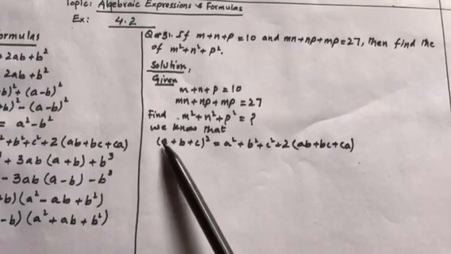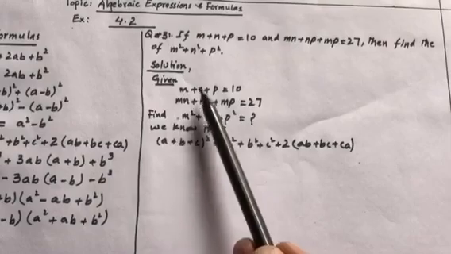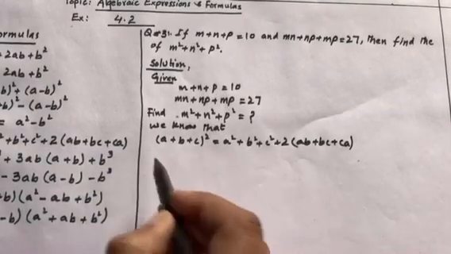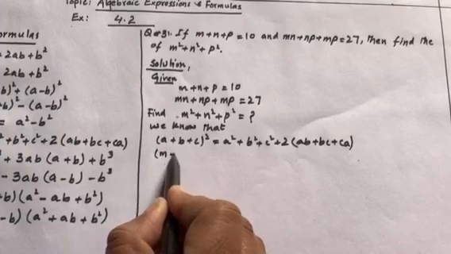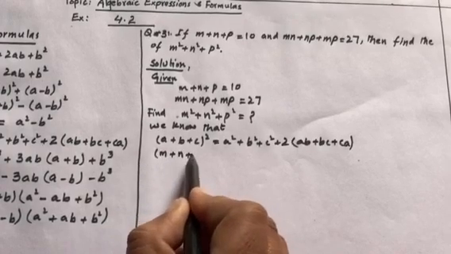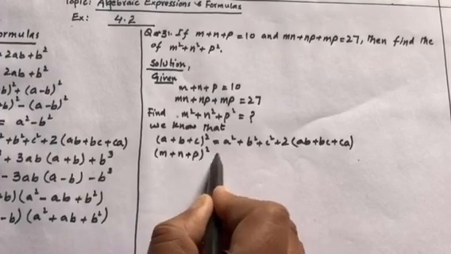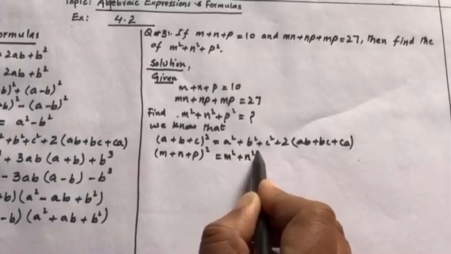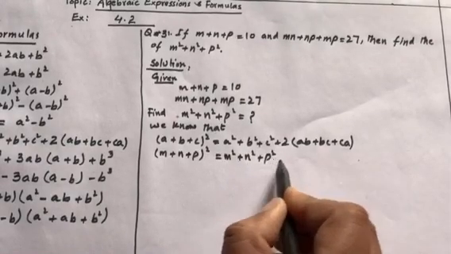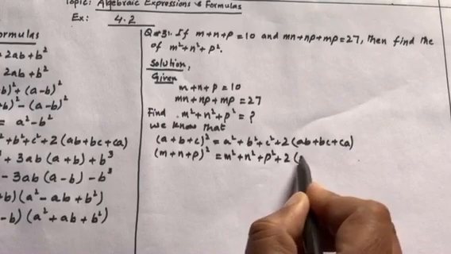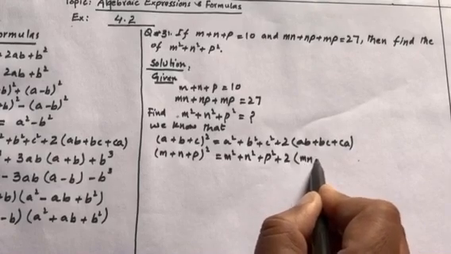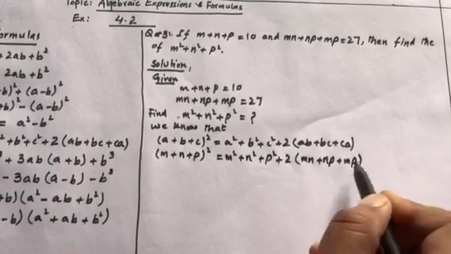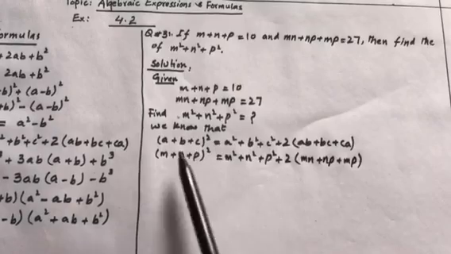So if we replace a by m and b by n and c by p in the formula, we have m plus n plus p whole square. So it becomes m square plus n square plus p square plus 2 into mn plus np plus mp. Now we have this formula.